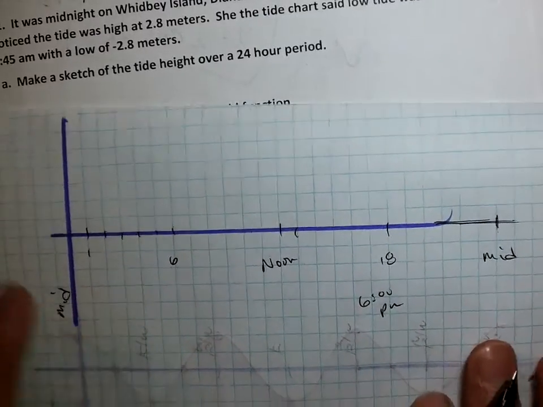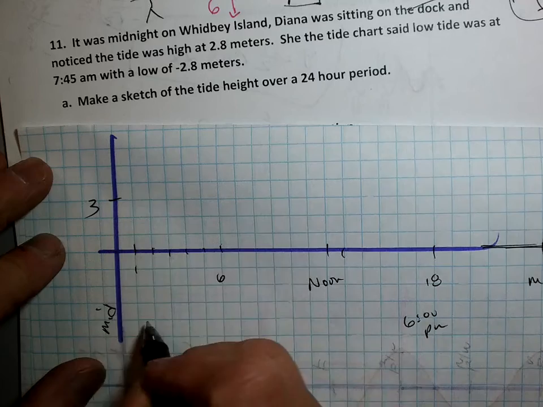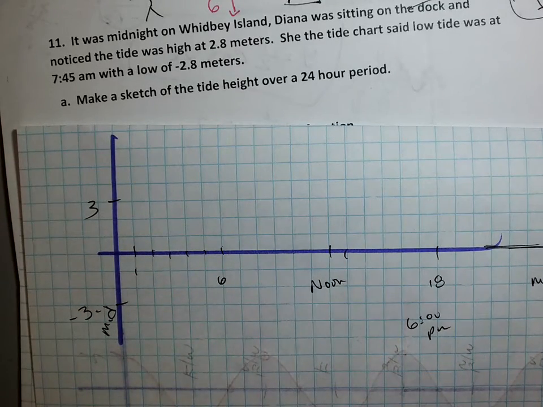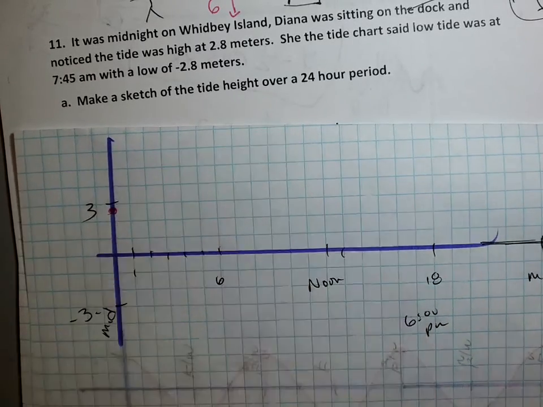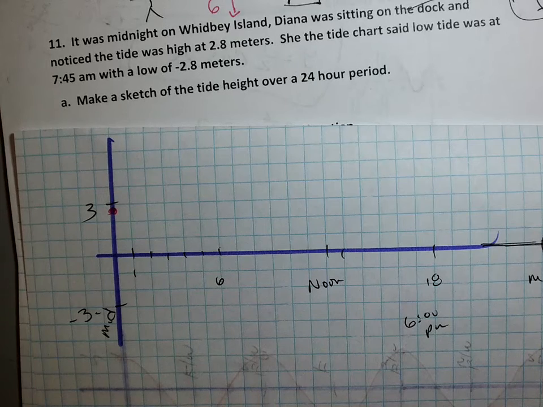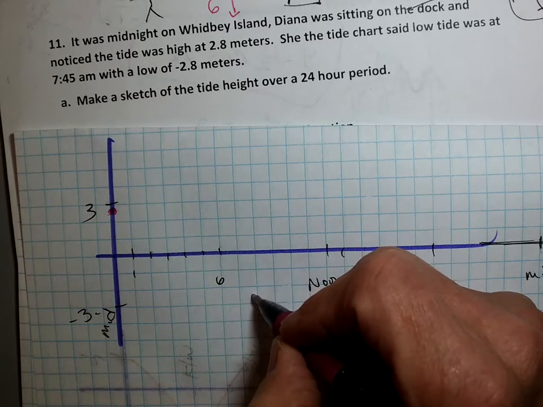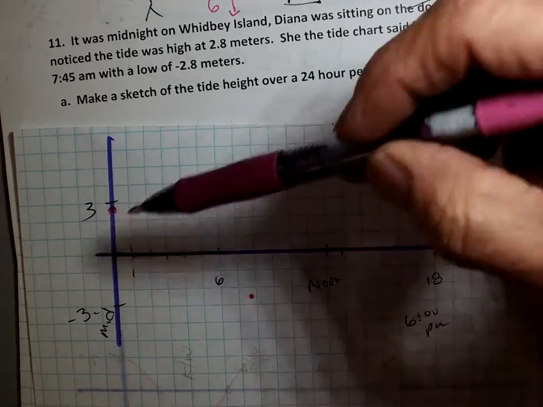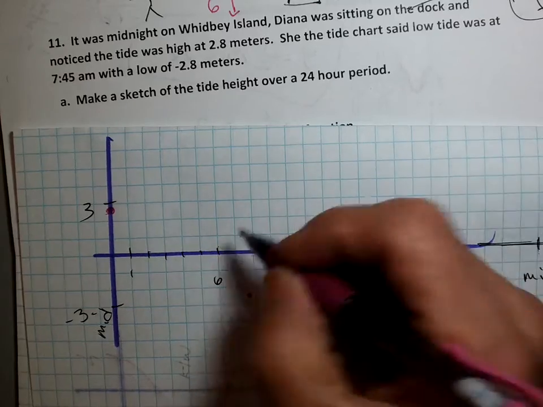All right, 2.8, negative 2.8, so I'm going to go at least 3 and negative 3. And I'm just going to do dot to dot. So if high tide was 2.8, I'll go 2.8 there for midnight. And low tide was 7:45. So I'm going to estimate where 7:45 is, and I'll go negative 2.8. Okay, I'll just stop right there for a second. High tide, 2.8. Low tide, so this is about 7 here.